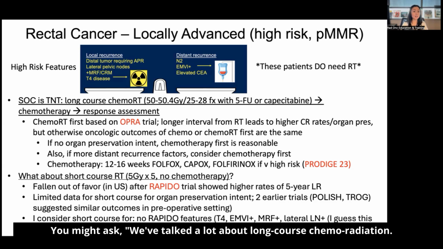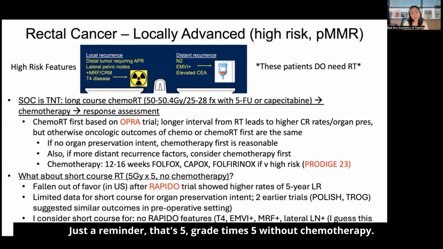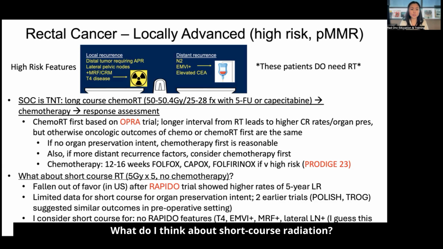So you might ask, we've talked a lot about long course chemoradiation. What about short course? Is that like dead? Do we no longer use it here? Just a reminder, that's 5 gray times 5 without chemotherapy. So what do I think about short course radiation? Well, it really did fall out of favor, at least in the US, with the RAPIDO trial showing a higher rate of local recurrence at 5 years.